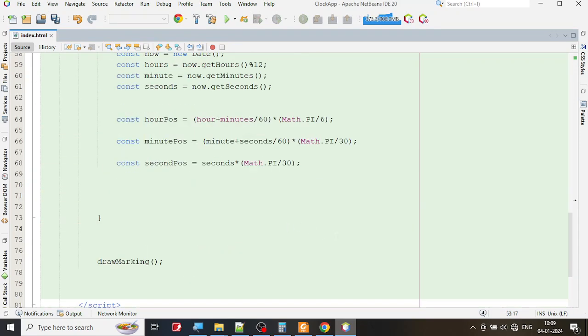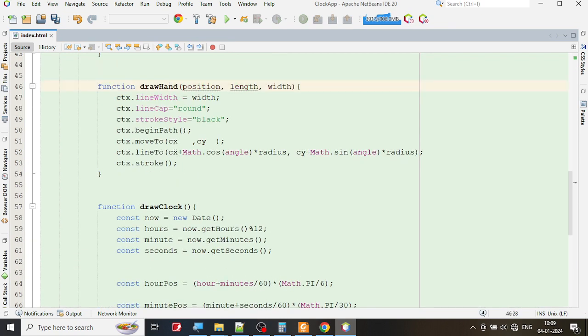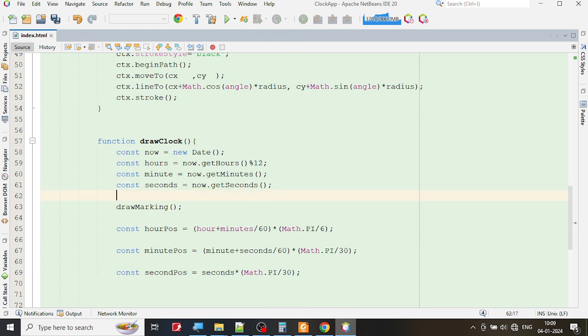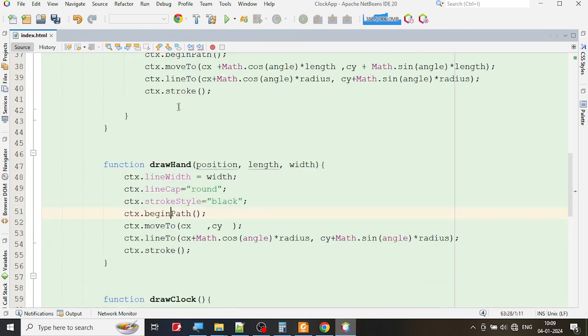Remember, I will not call this thing again and again. So I'm going to call this function, that is drawMarking. This function, not this one, the first one that I told you. I'm going to call it inside this clock itself. So inside this clock, I'm going to call the draw mark.